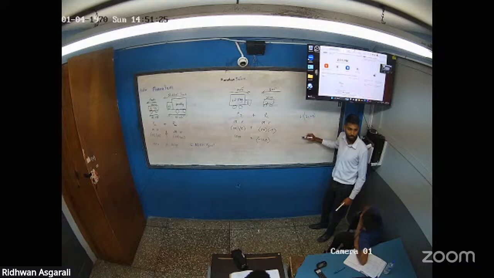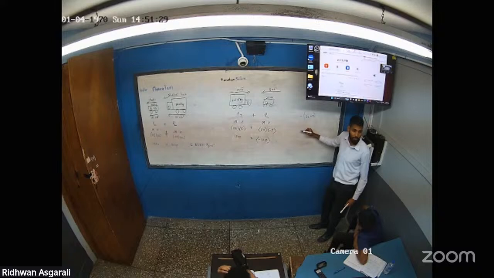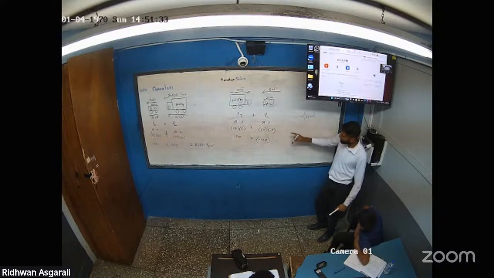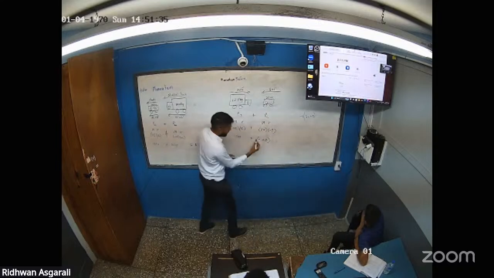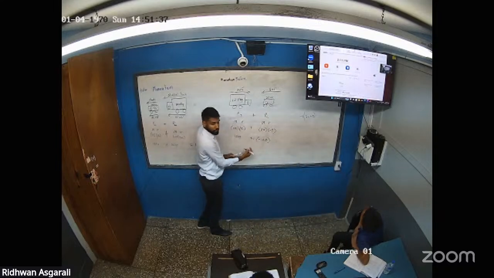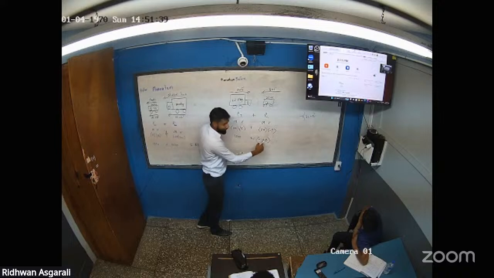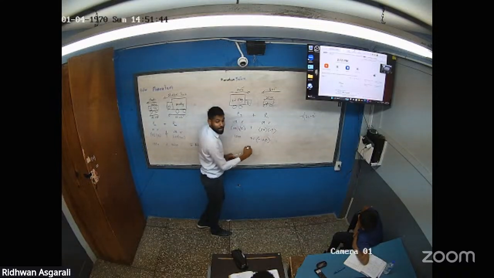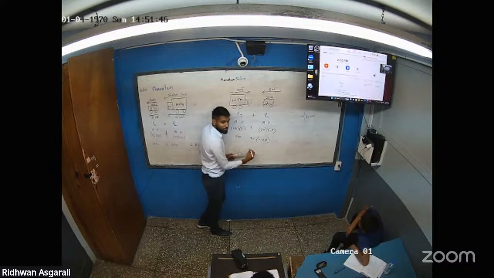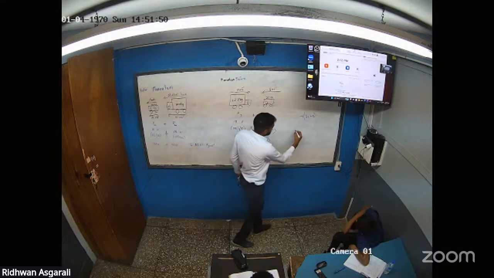If you have a negative here, a 1 is understood. Same thing here, a 1 is understood. So positive 1 multiplied by negative 100 will give us what? It will give us negative 100. Watch: positive 1 multiplied by negative 100.